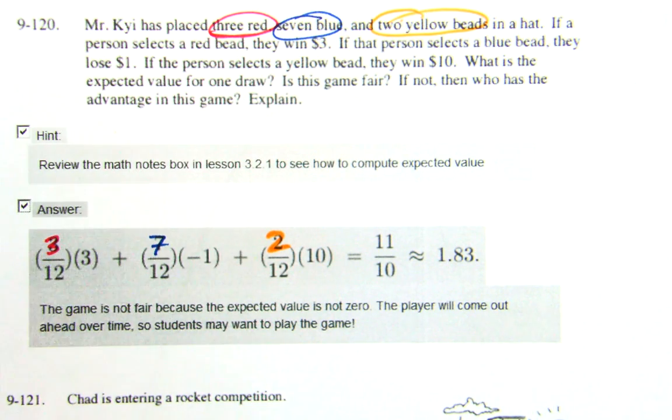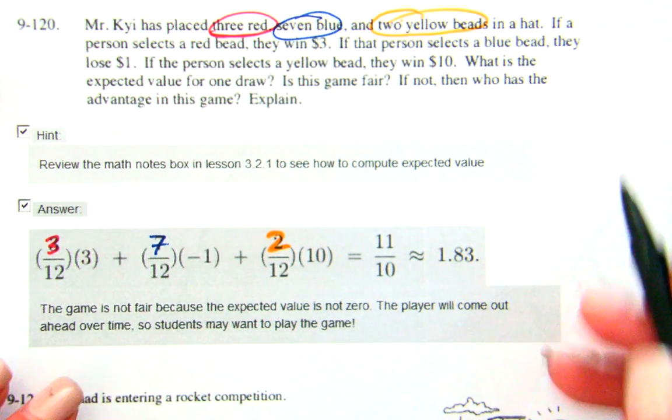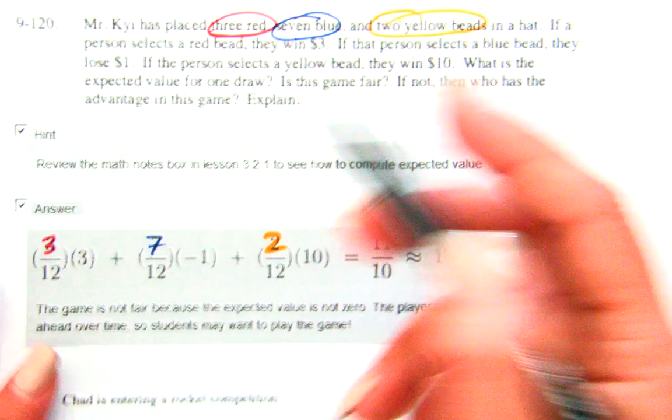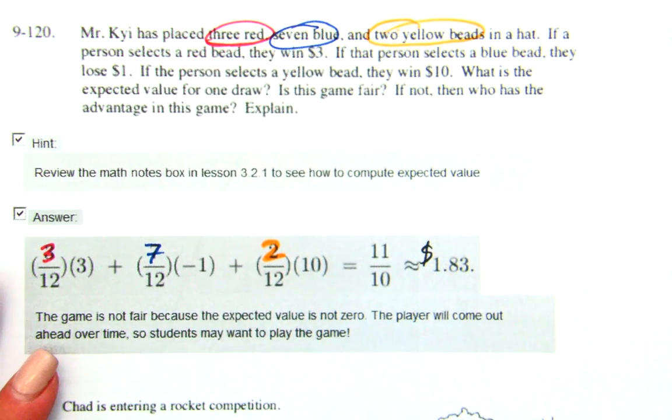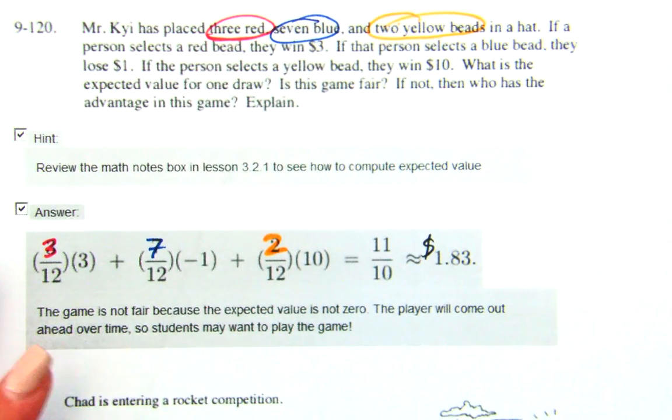So technically, to just make sense of this problem, the person, or actually Mr. Kai, is going to win $1.83 on average playing this game.